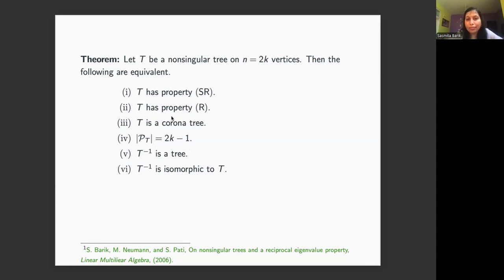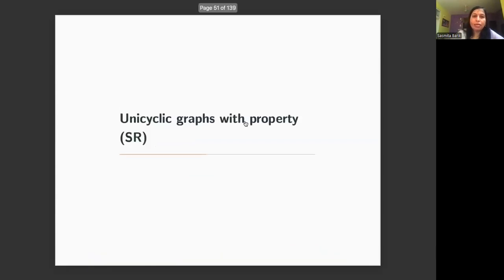So for our purpose, we can observe that in the tree case, property R and property SR are both equivalent. And the class which satisfies property R is nothing but the class of corona trees. Okay. So then in the tree case, the problem is completely solved. And then we looked at unicyclic graphs. A unicyclic graph means you take a tree and just add one edge. So that is a unicyclic graph.